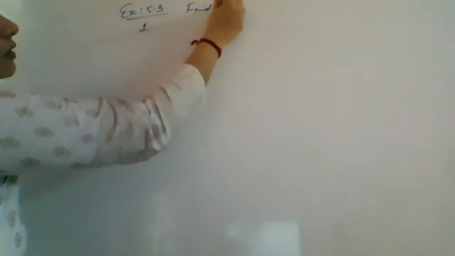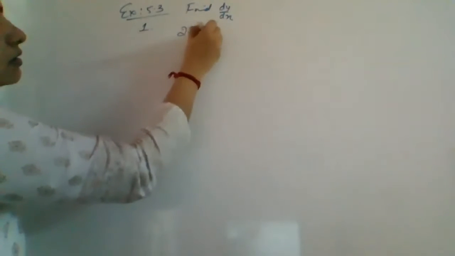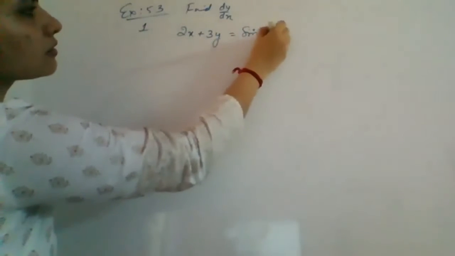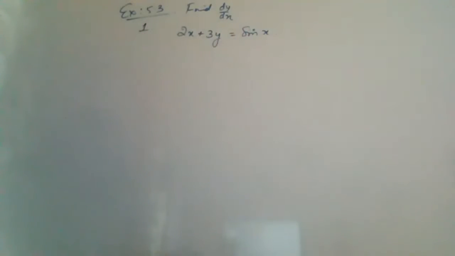Find the derivative dy by dx in the following. First question is 2x plus 3y is equal to sin x.